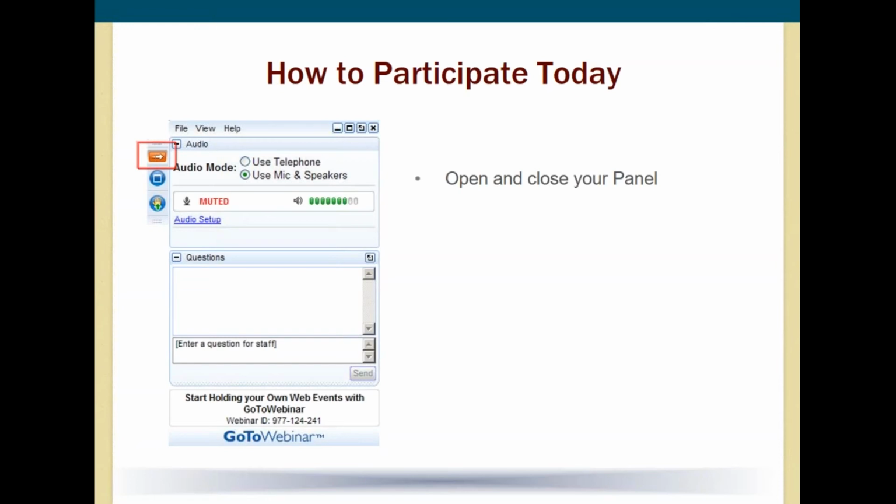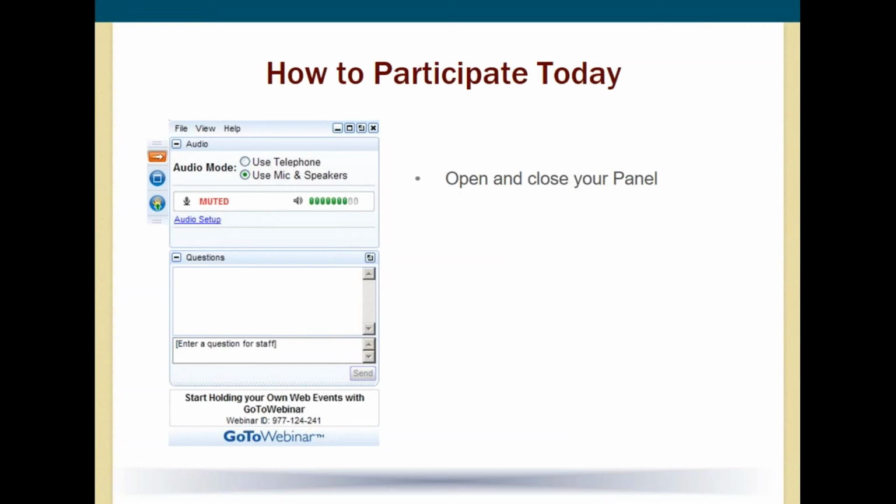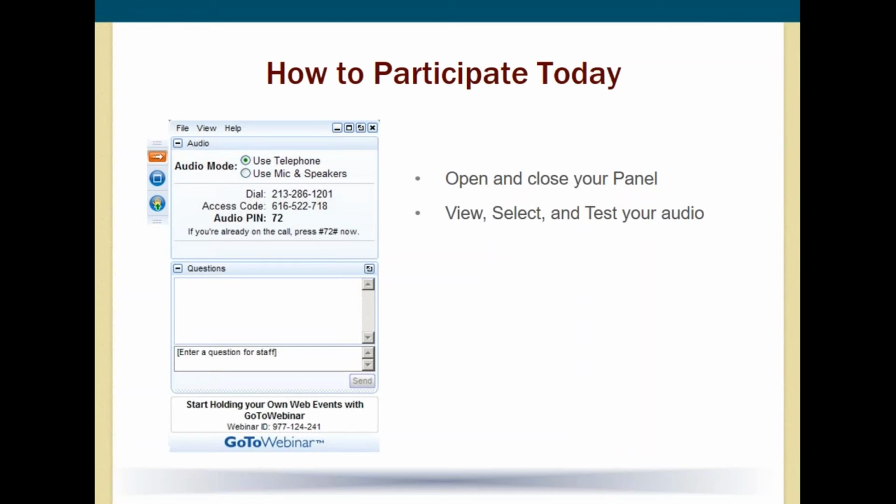By clicking the orange arrow, you can open and close your panel. From the View menu, you can also set the control panel not to auto-hide when inactive if you prefer to keep it always open. The audio pane provides audio information. By default, you've joined the webinar via mic and speakers. Click the audio setup to select your computer speaker or headset device. If you prefer, you can join the audio via teleconference by selecting Use Telephone, and the dial-in information will be displayed.